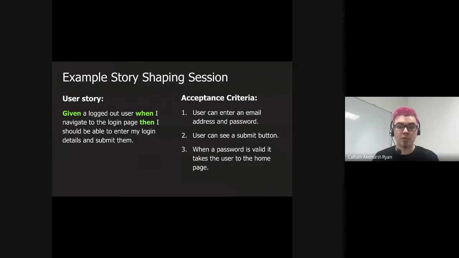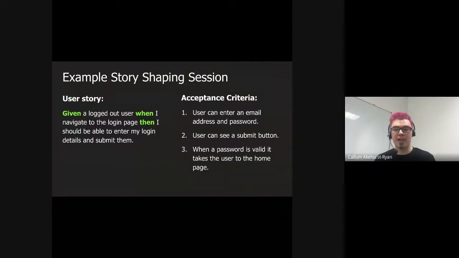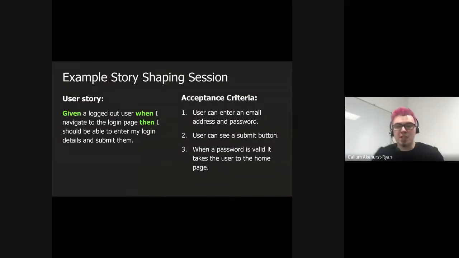We've got 3 acceptance criteria here. The user can enter an email address and password. User can see a submit button. And when a password is valid, it takes the user to the home page. So Marie and I are just going to talk through and give out some of the questions that we might ask, just to give a flavor of how this would look as testers. And I'm happy to start.